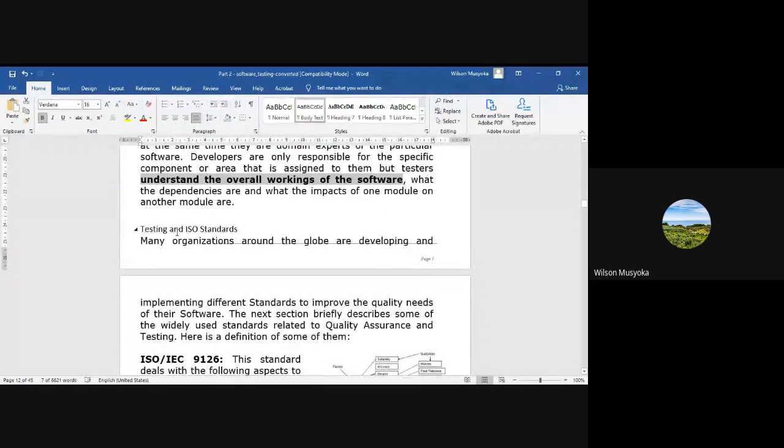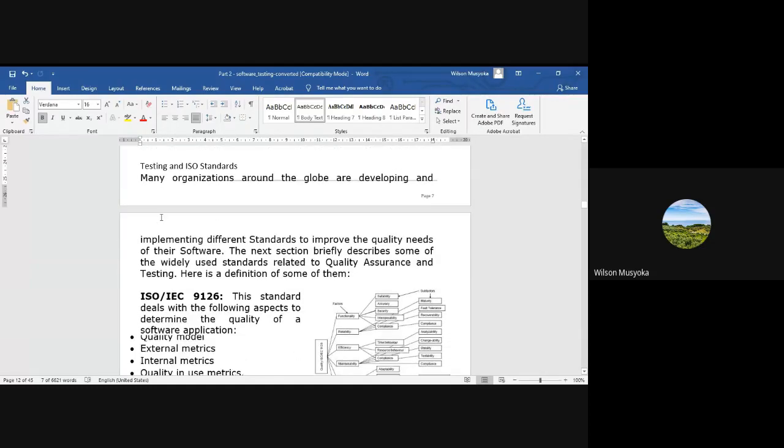So those are the ideas which are put across in regard to the software testing process itself and the myths which are normally given, but we have been able to demystify them.